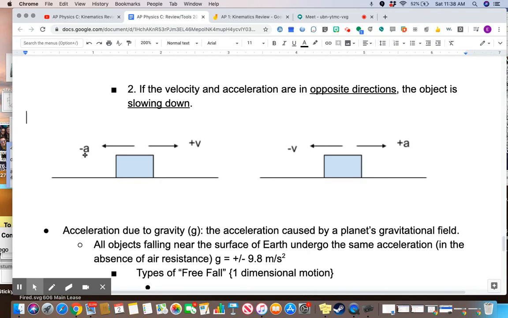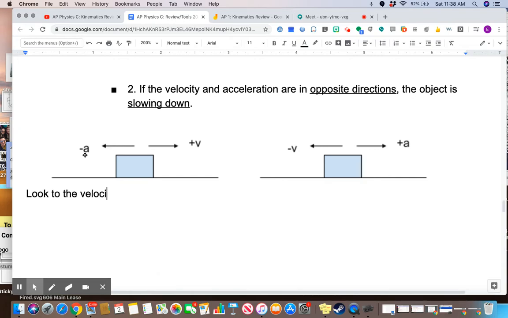Questions so far? Like, how would you know what direction they would be going? Is it whatever one is greater? Isn't it positive and negative? The velocity vector determines the direction of the motion, right? Okay. So I'm going to type that on here, actually. Look to the velocity vector for direction of motion.